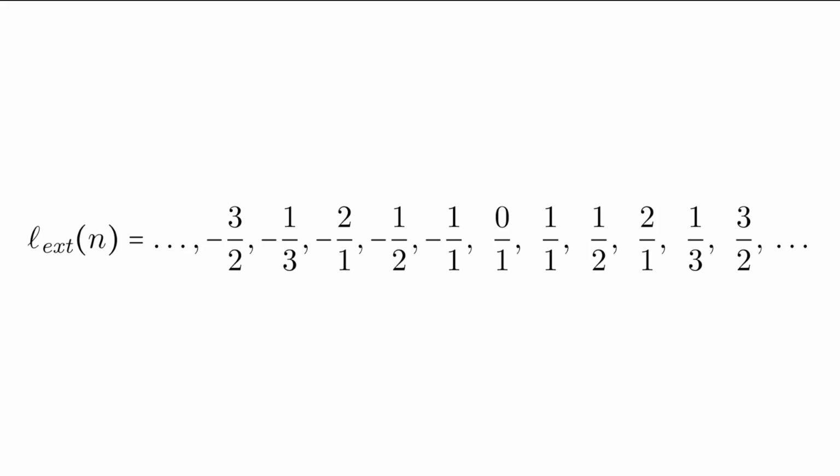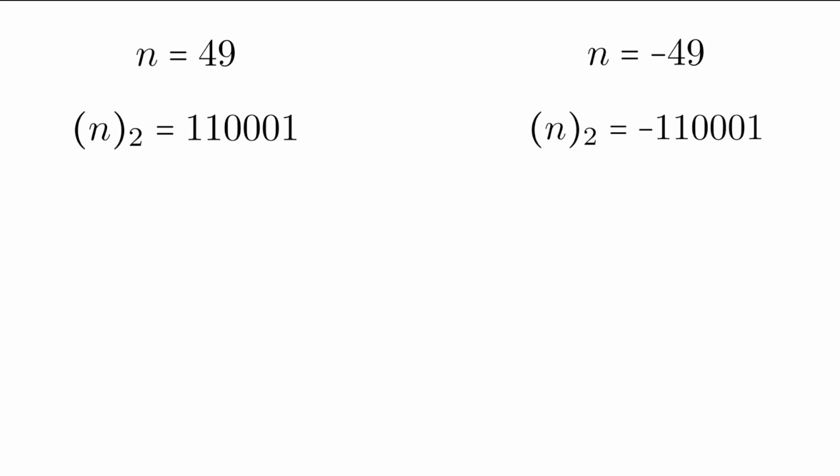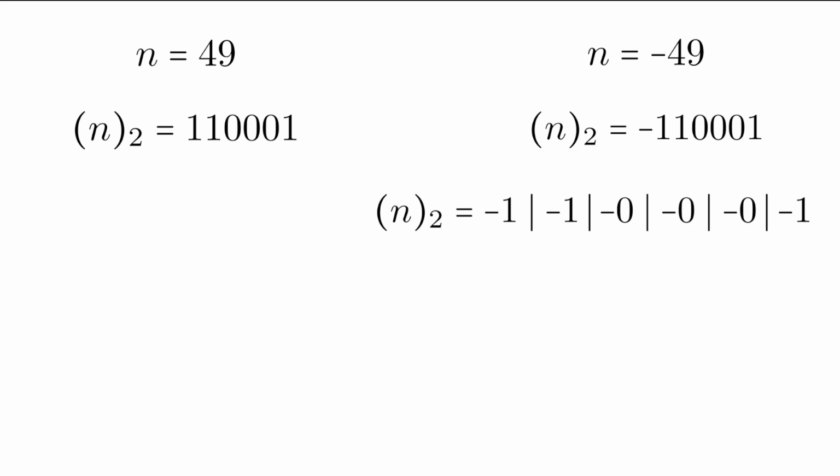With this, I'd like to close by showing you that the terms of this sequence can be found using the binary method from before, with a slight tweak for negative numbers. We'll compare n equals 49 to minus 49. Originally, we wrote n in binary, and we'll do the same here, except we're going to distribute the negative to each of the place values. I'm using vertical bars to separate the place values, but this is still one binary number.